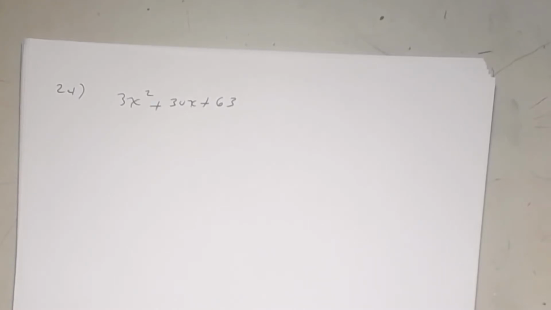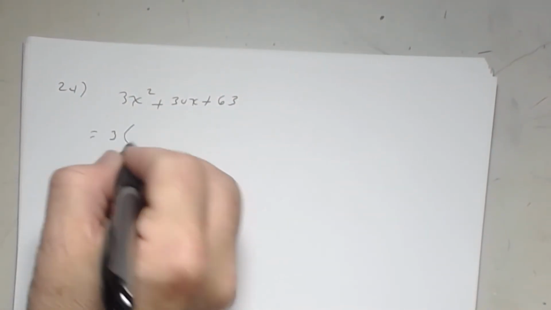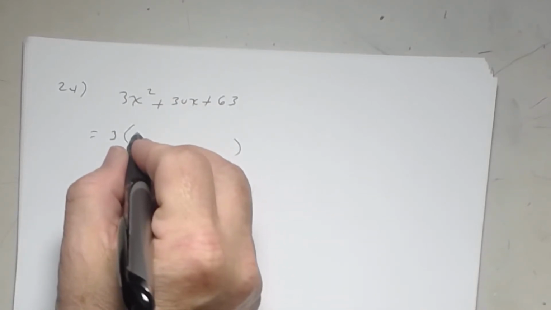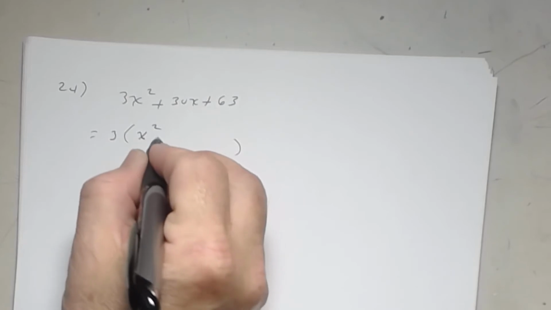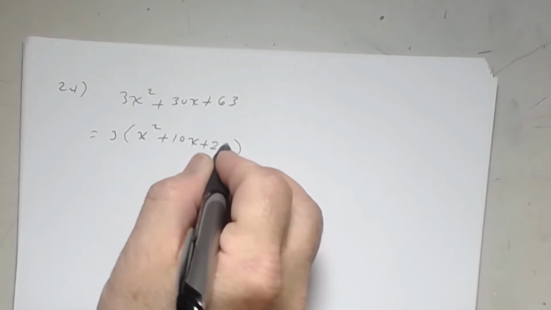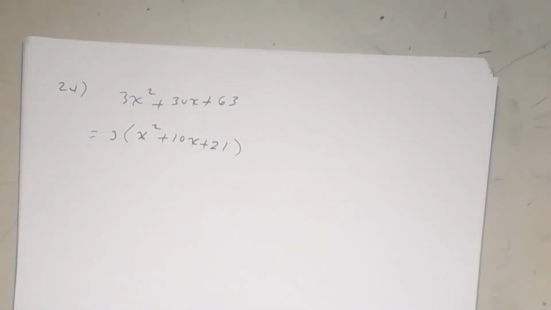What are you going to do first? GCF. What's the GCF? 3. We knew this was coming. All right, so the GCF is 3, so you can pull the 3 out first. When I pull the 3 out, what's the trinomial that's in here? x squared plus 10x plus, no, yeah, 21. Sorry. All right? So I took out the GCF.